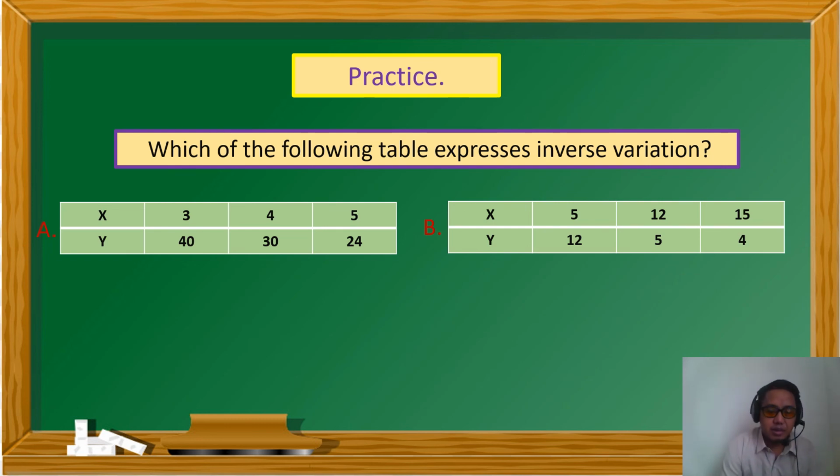Okay. I think parehas silang inverse variation. So, kasi pag minultiply natin yan, 3 times 40, 120. 4 times 30, 120. 5 times 24, 120. Ito naman, pare-pareho yan pag minultiply natin, 60. Okay? So, lahat sila pare-parehas. These two tables are inverse variation. Okay? Palakpakan ulit, pagka sagot mo ng tama.